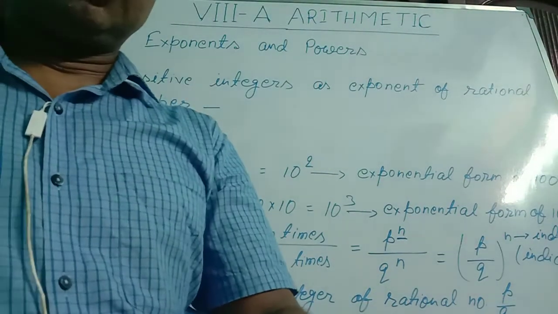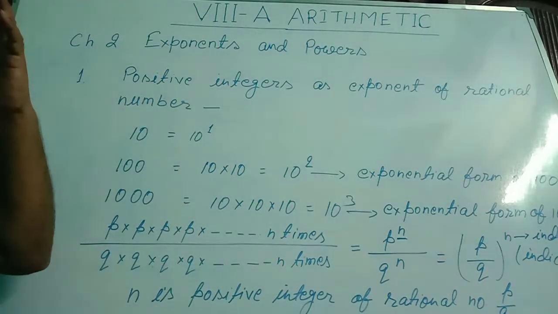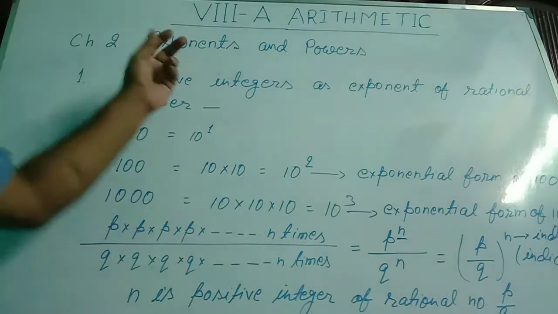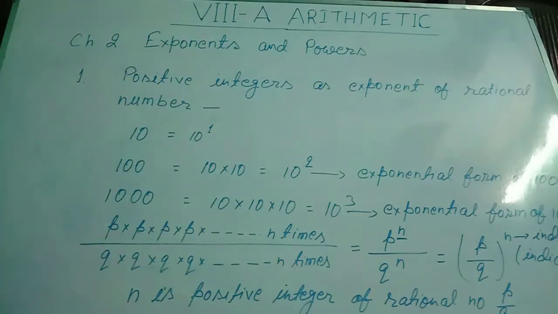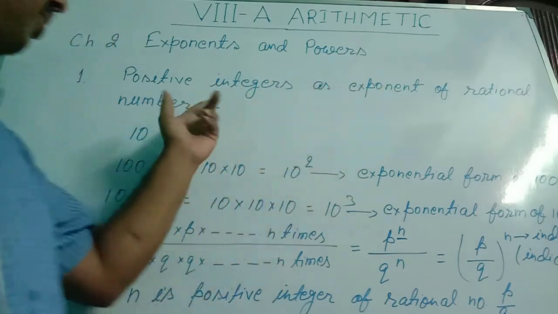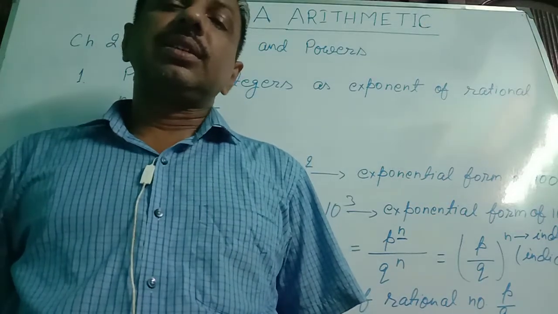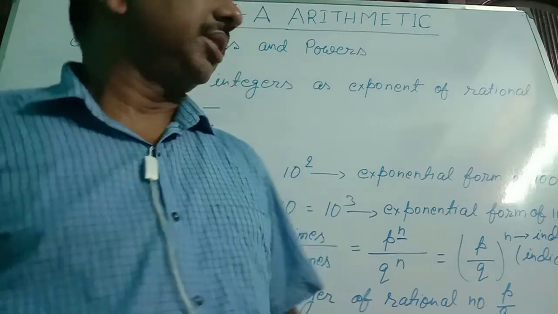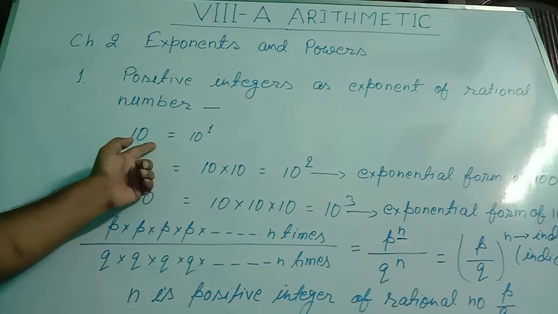In this period of arithmetic in class 8A, we are going to start a new chapter, chapter 2, exponents and powers. In this chapter mainly, we will see the explanation of these two terms. The first is positive integers as exponent of a rational number, and the second is negative integers as the exponent of a rational number. For that we have taken some examples.